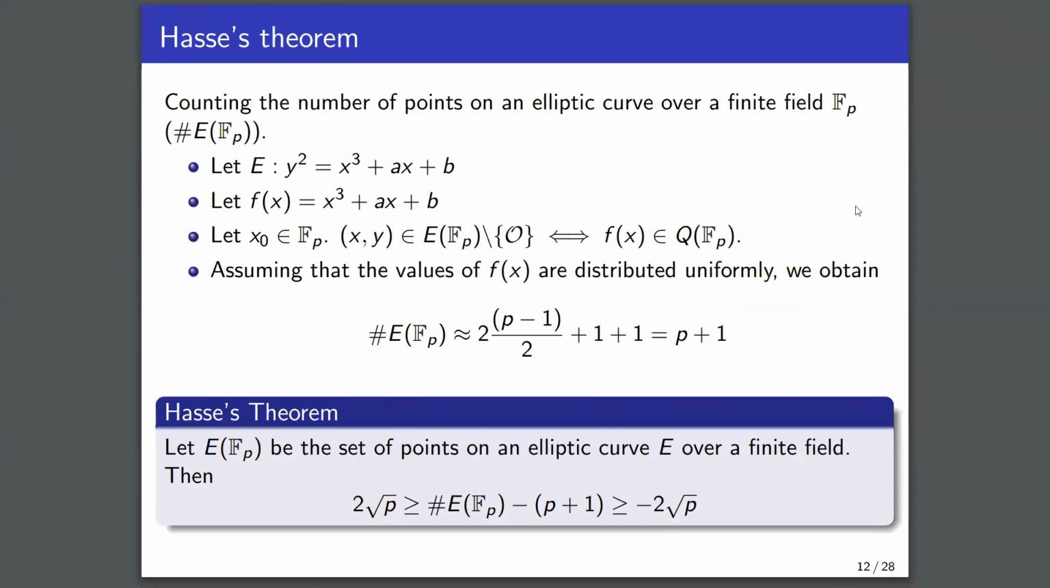Now suppose we want to count the number of points on an elliptic curve over the finite field Fp. There is no formula for E(Fp), the number of points on an elliptic curve, even if you give a, b, and p. We can't really give an exact number in terms of a, b, and p, but we can give some estimate.